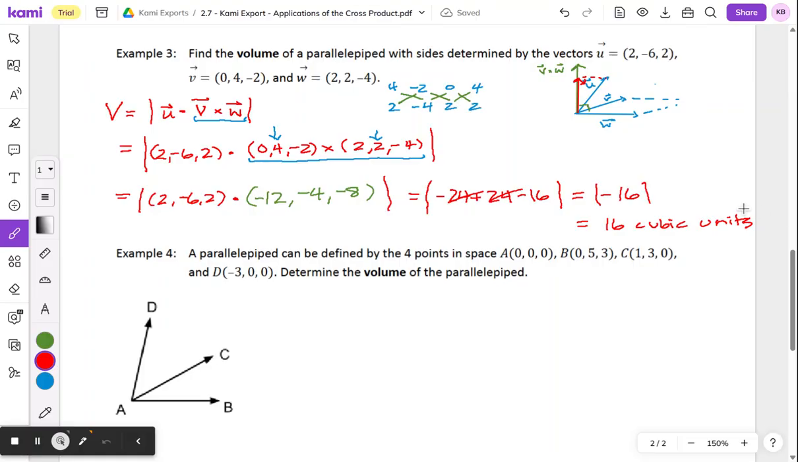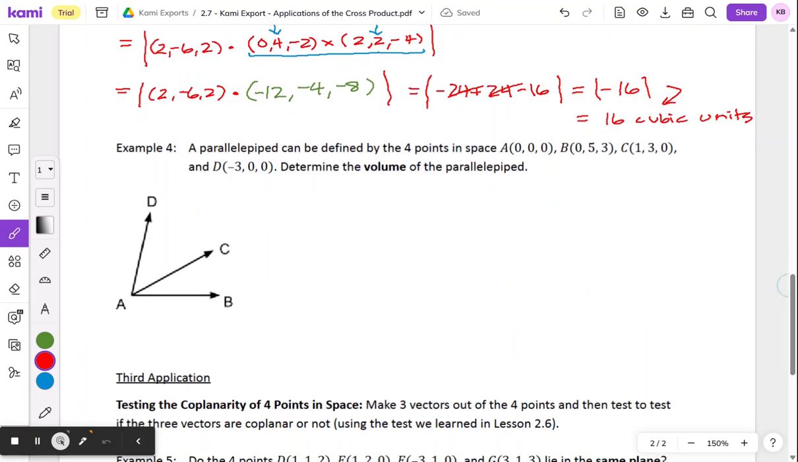Okay, so this is that last step that I was talking about. We would never have a volume that was negative. So we need to make sure if we do our dot product and we get a negative value, that last step is the absolute value of whatever the dot product is. So in this case, it will be +16.